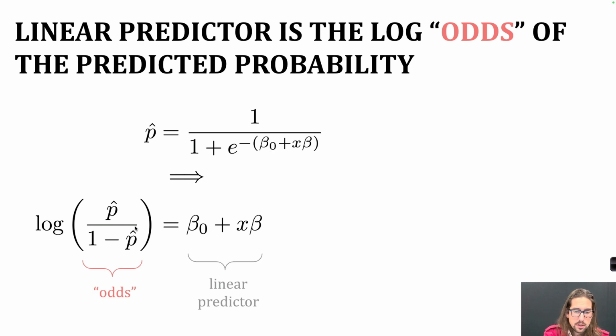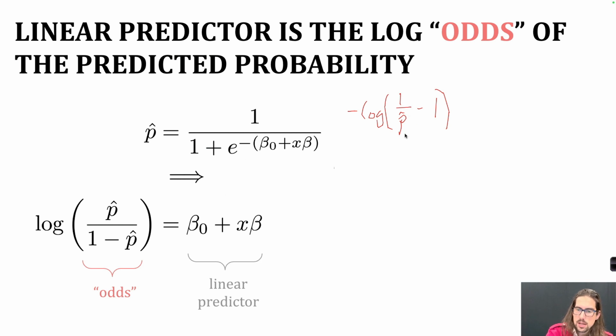To get from here to here, it's just algebra. So I can show you what I did here. I'm going to move this denominator over to the other side. So I have 1 over p hat, and then I'm going to subtract the 1 from that. So it's going to be 1 over p hat minus 1. Then what's left over on the other side is just this. So I can take the log of that to get just this negative linear predictor. And then I have the minus of that to get rid of the minus. So now I just have this on the other side.